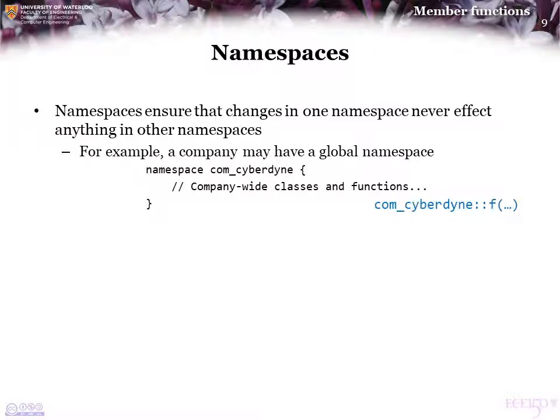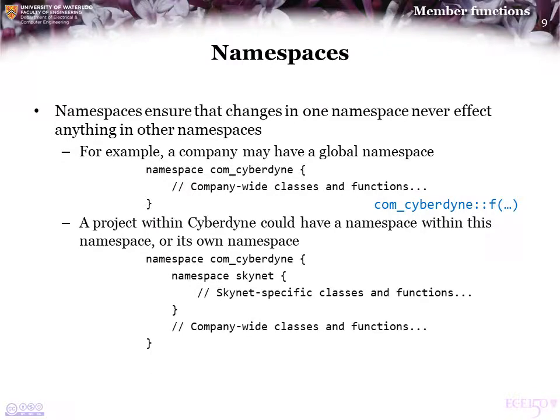If you wanted to call any function, let's say there's a function f defined within this namespace, you would have to call it prefixed by com_Cyberdyne:f. Now, a project within Cyberdyne could have a namespace within this namespace or its own namespace. So here's an example of a namespace within a namespace.